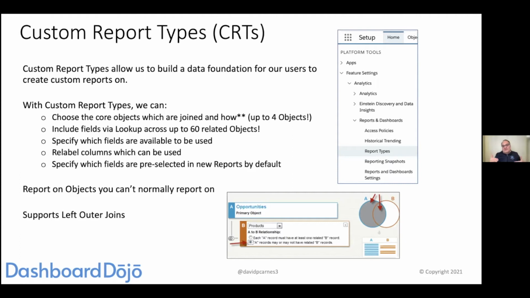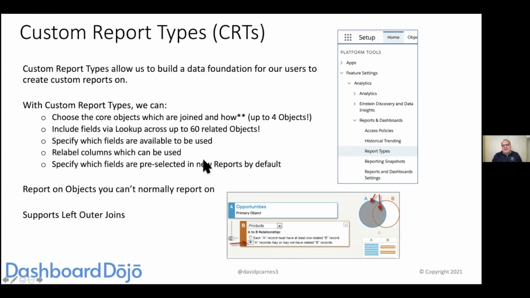I mentioned we can specify which fields are available to be used. We can relabel them. We can say which ones are pre-selected by default. The other big thing with custom report types is that list is growing. It's over 50 items that we can't report on any other way other than to first create a custom report type. So an example would be chatter or dashboards, or there's all sorts of objects that are really obscure that you can't report on unless somebody takes the time to do what we're going to do right now.